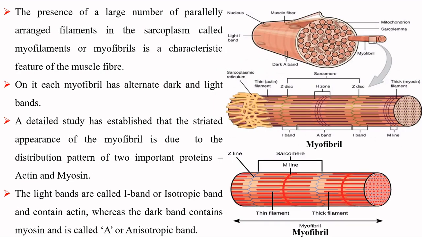The presence of a large number of parallelly arranged filaments in the sarcoplasm, called myofilaments or myofibrils, is a characteristic feature of the muscle fiber. Each myofibril has alternate dark and light bands. A detailed study has established that the striated appearance of the myofibril is due to the distribution pattern of two important proteins, actin and myosin. The light bands are called I bands or isotropic bands and contain actin, whereas dark bands contain myosin and are called A or anisotropic bands.